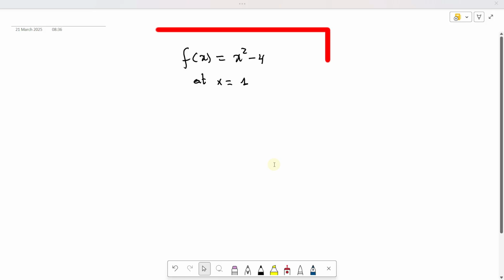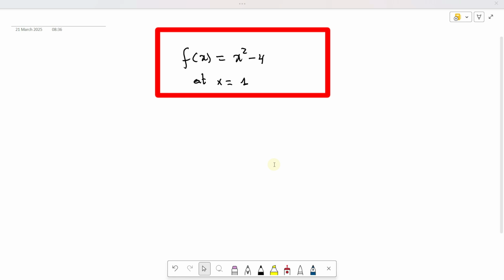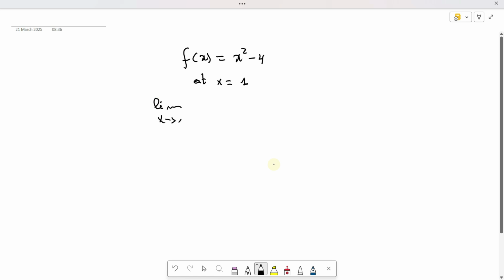Let's see this example. f of x is equal to x squared minus 4, and we are at x equal to 1. So if we are to calculate the limit when x tends to 1 of x squared minus 4, because we have an algebraic expression, the first thing that we have to try is the direct substitution of x by 1. So this will be equal to 1 power 2 minus 4, which is 1 minus 4, equal to minus 3.